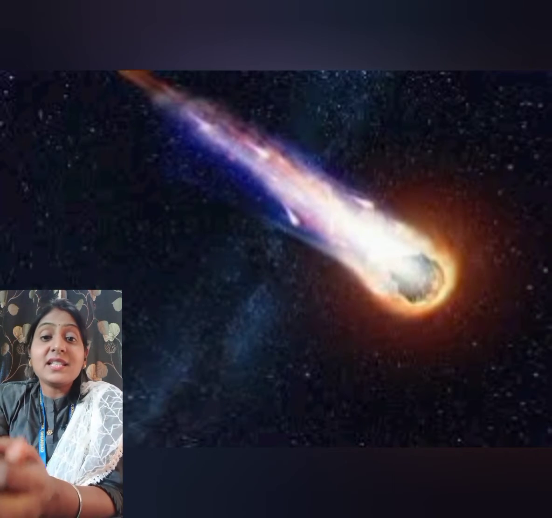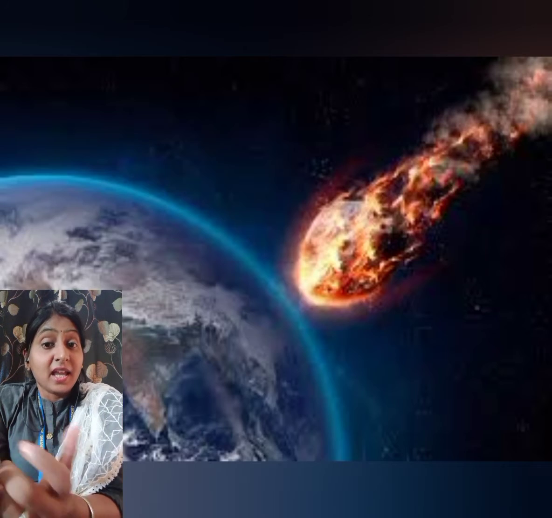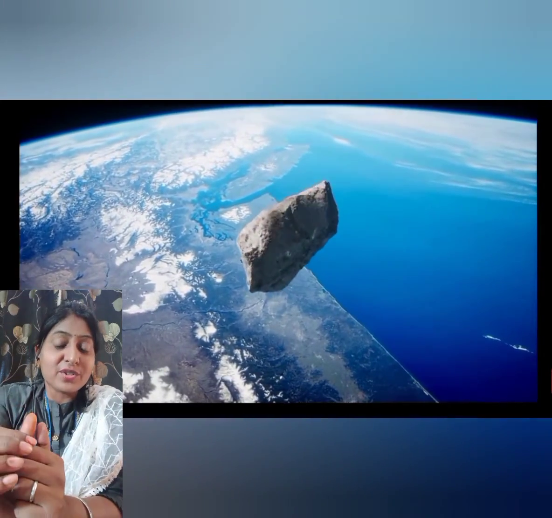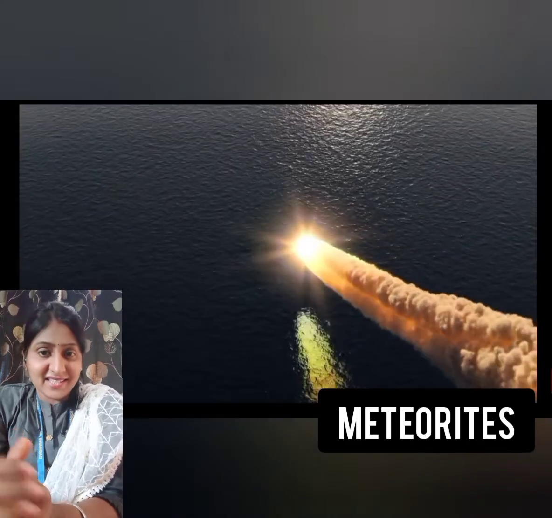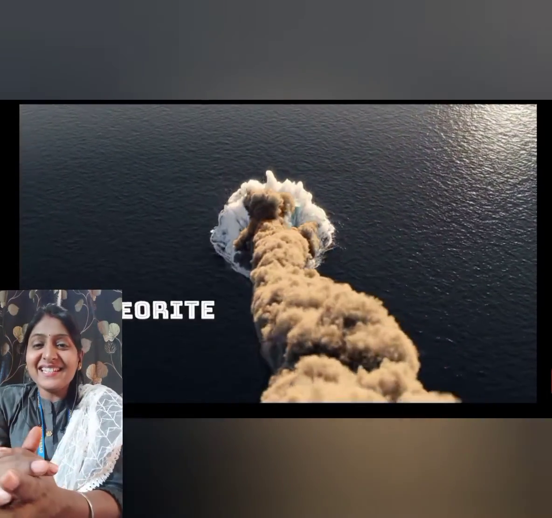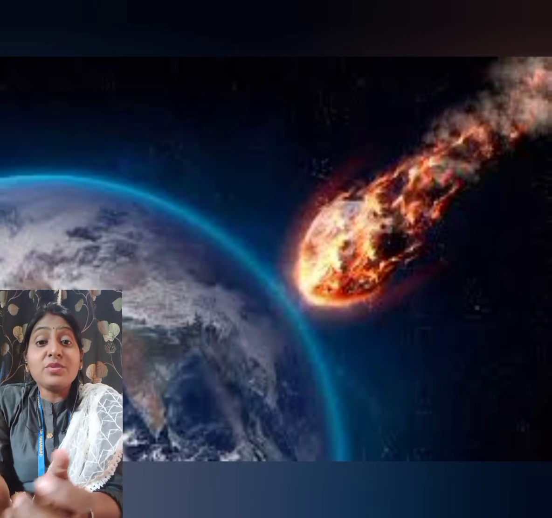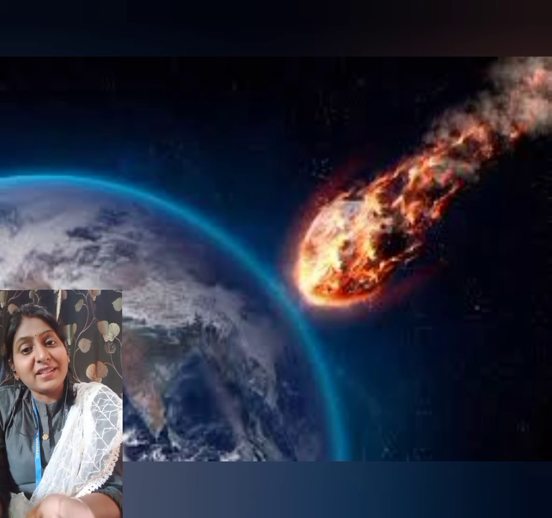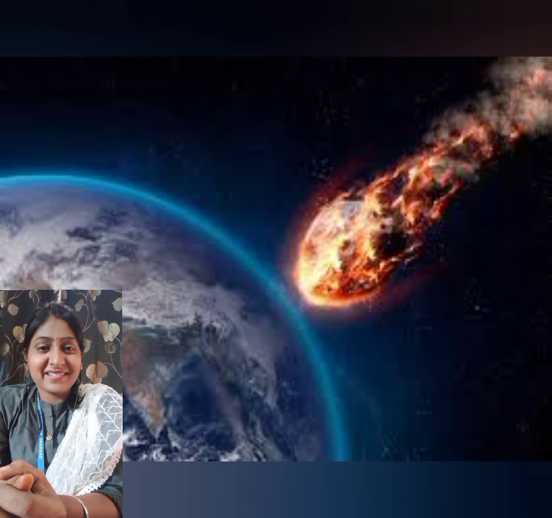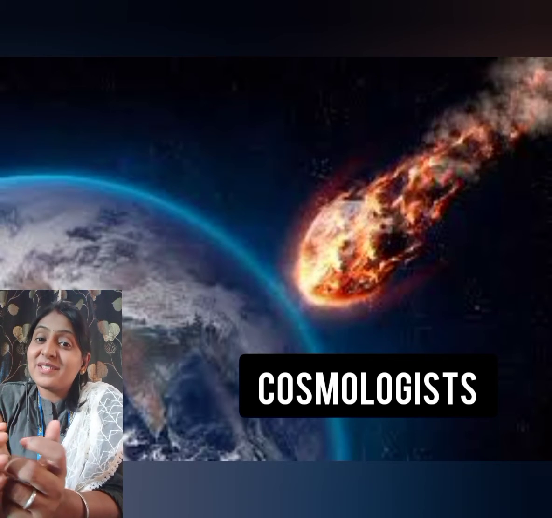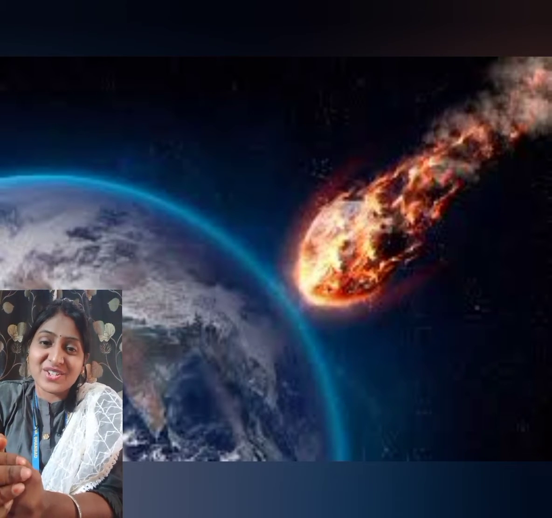But sometimes these meteoroids do not burn completely and land on the surface of the Earth. They may cause craters or may cause damage to life and property. So such meteoroids which land on the surface of the Earth are called meteorites. But don't worry, the scientists are able to predict if such an event is about to happen, and they are able to divert their direction or they may be destroyed. So basically we should be thankful to the cosmologists that help our scientists to save our planet from such destruction.